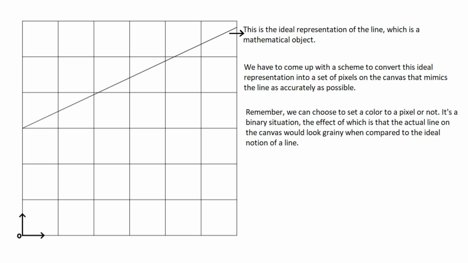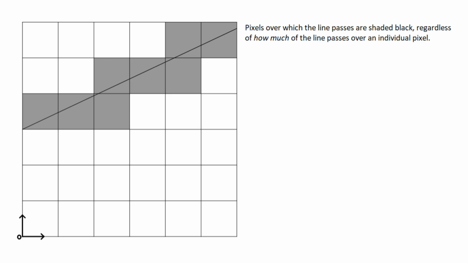To draw the line on the canvas, we shall follow a simple rule. Any pixel over which the line passes shall be shaded black. That is it.